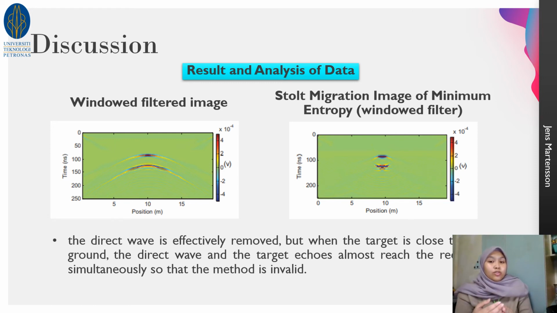So the direct wave is effectively removed, but when the target is too close to the ground, the direct wave and the target echoes almost reach the receiver together, making it invalid. So you can see in the salt migration image of minimum entropy that it becomes not so visible anymore because it's too close to the receiver, as stated in the paper.